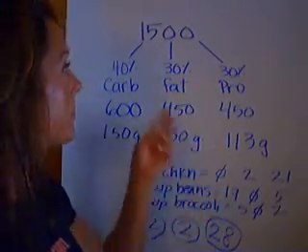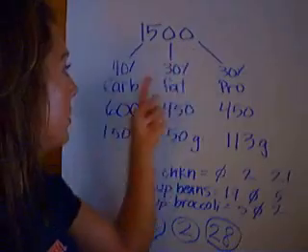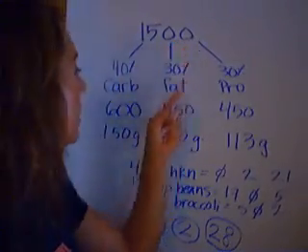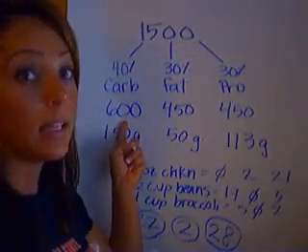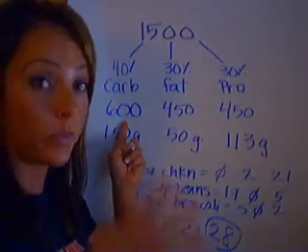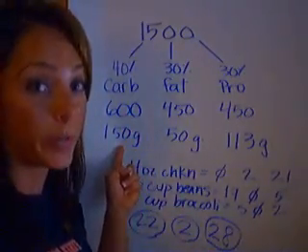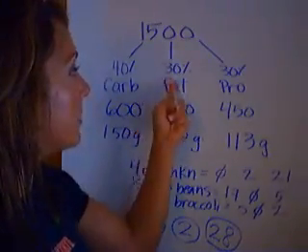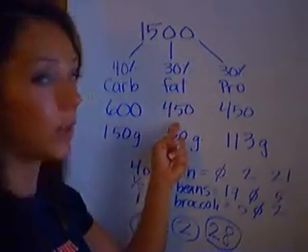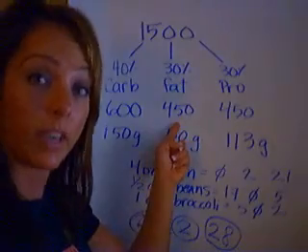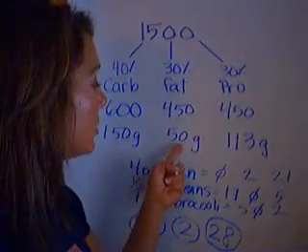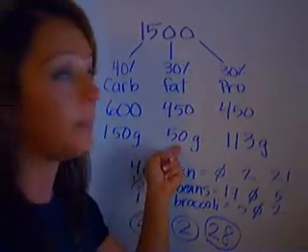If you do the math, you're working with 1500 calories. 40% of 1500 is 600 calories. Each gram of carbohydrate is worth 4 calories. So divide that by 4, you get 150 grams of carbs for the day. Do the same thing, 30% of 1500 is 450 calories. Each gram of fat is worth 9. So you're going to divide that and you get 50 grams of fat.